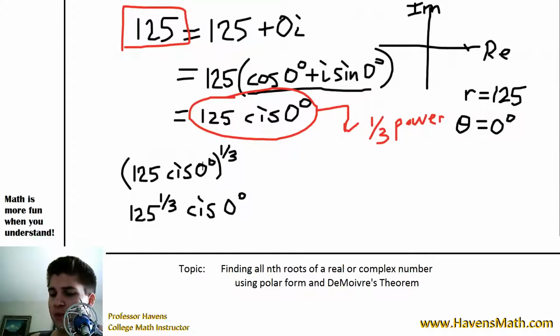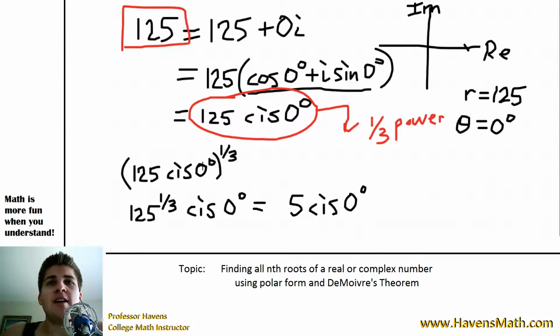And so we'd be left with our first nth root: 125 to the 1/3 power times CIS 0. So that would be, 125 to the 1/3 power is what we did earlier. Well, it's the cube root of 125, so we get 5 CIS 0. And so at this point, you might be like, well, what's the point of doing this? We already knew that 5 was an nth root.